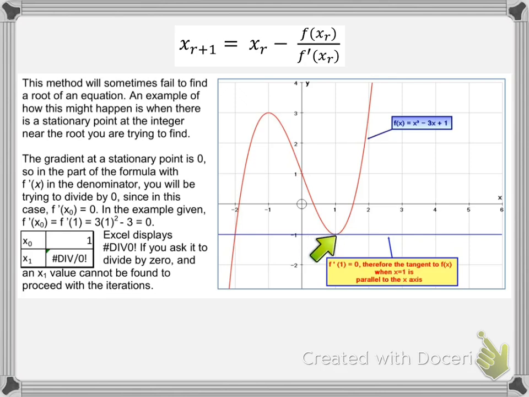So f dash of 1 is 0. The gradient of the curve at that point is 0. Now remember where f dash of 1 goes in the iterative formula. Here it is. So I'm going to try and do something and divide by 0. Now, if you try and do that in Excel, typing in the iterative formula, it's going to give me an error message because we can't divide by 0. Not even Excel can divide by 0.